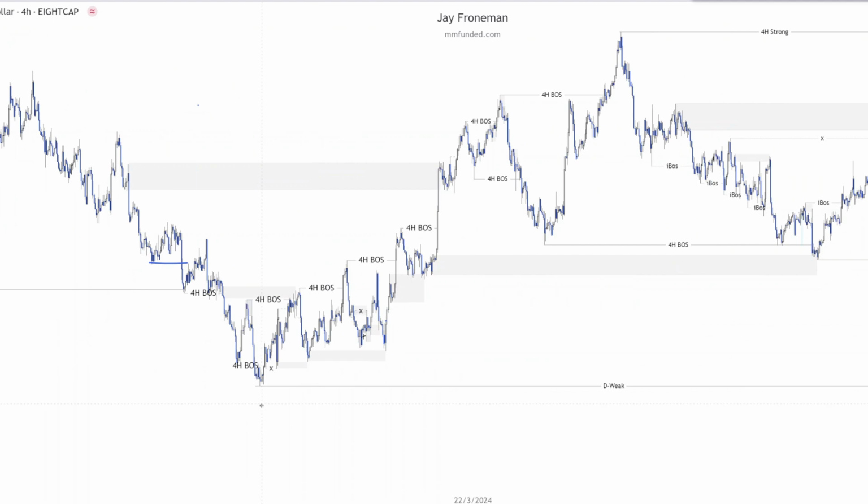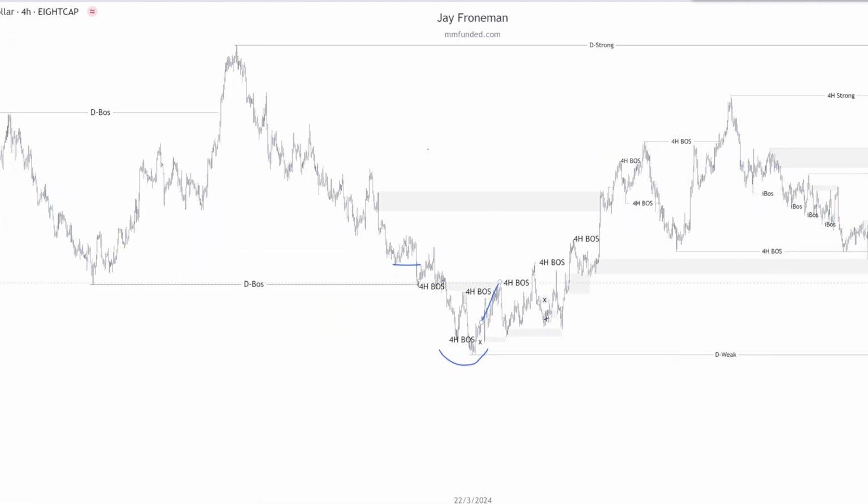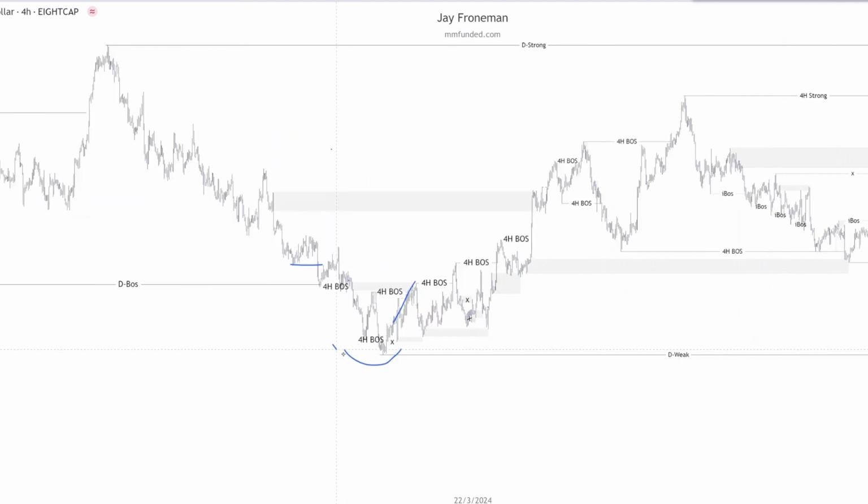Now, regardless of the fact that this is a 4-hour strong low after this 4-hour break of structure, we still need to keep in mind our daily structure. This still becomes a daily weak low. So we know that in the future, whether that be a couple of weeks or a couple of months, price's eventual anticipation will be to continue targeting these daily weak lows.